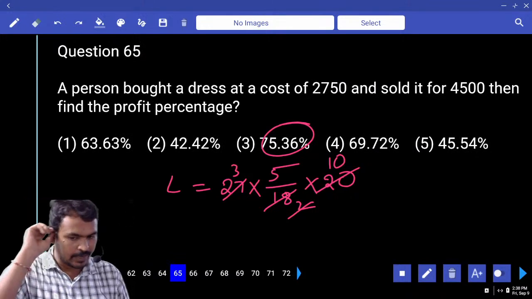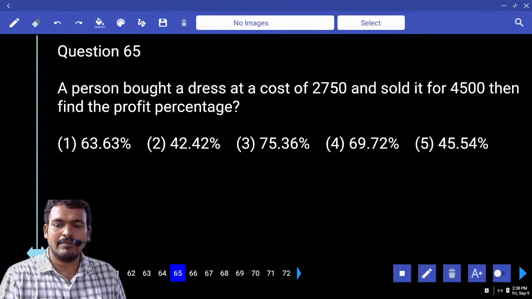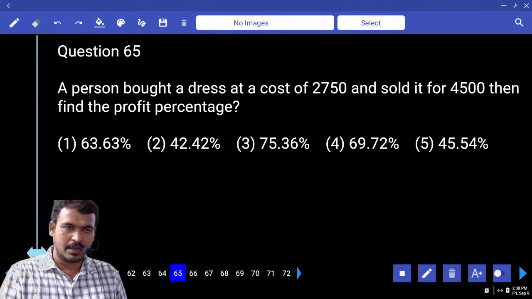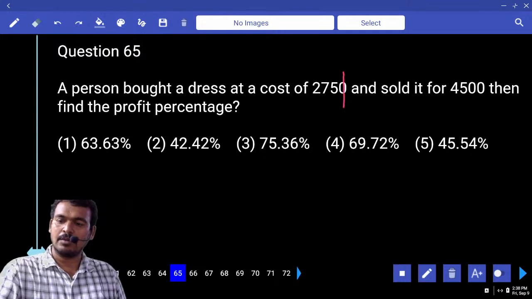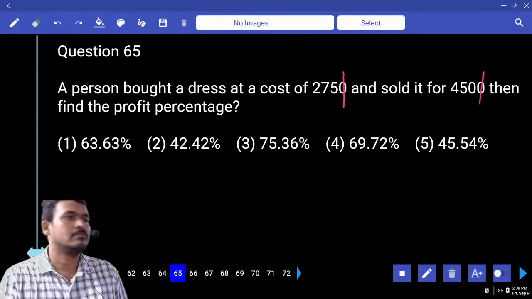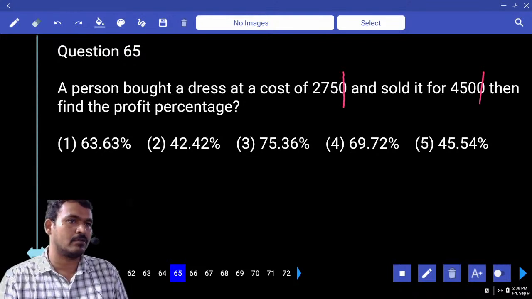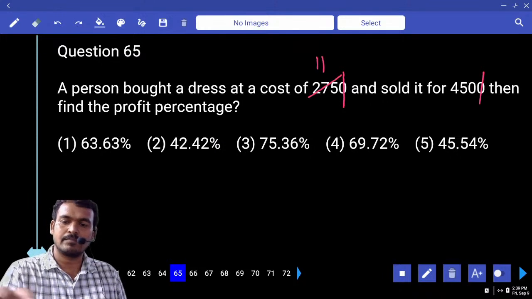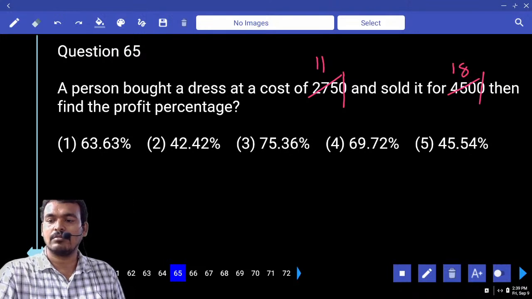Number 65. A person bought a dress at a cost of 2750 and sold it for 4500. Then find the profit person or loss person. Profit person. Cost price 10, selling price 10, cancel, or not? Cost price is how much? 275. Selling price 450. 275 and 450 both are multiples of 25, or not? 25 how many times 275? 11 times. How many times 450? 18 times, or not?